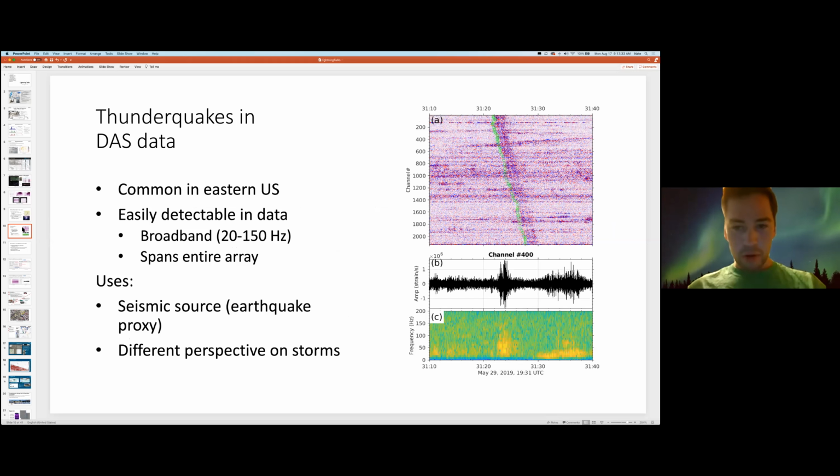So this is what the signal often looks like in the data. You can see they're very common in the data, and they're easily detectable because they tend to be quite broadband, around 20 to 150 hertz, and they span the entire array. Some potential uses for these could be as a seismic source similar to an earthquake in areas that lack earthquakes, and they also offer some perspective on storm tracking and the coupling between the atmosphere and the solid earth.